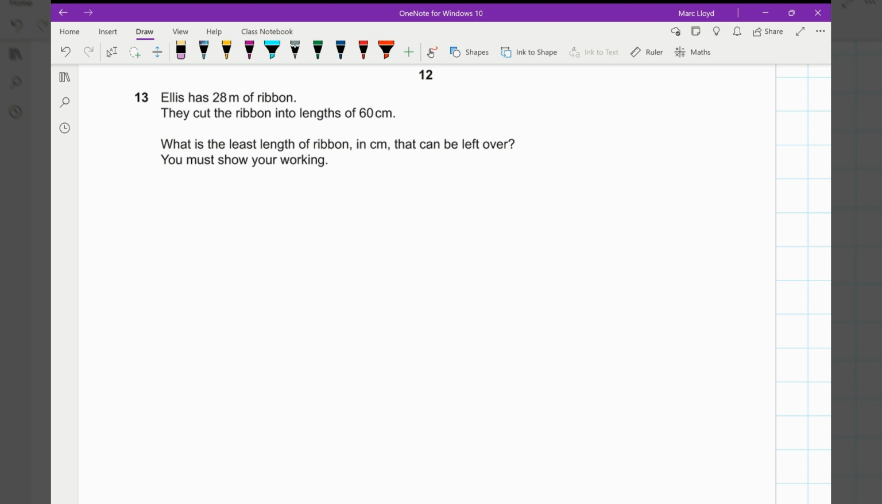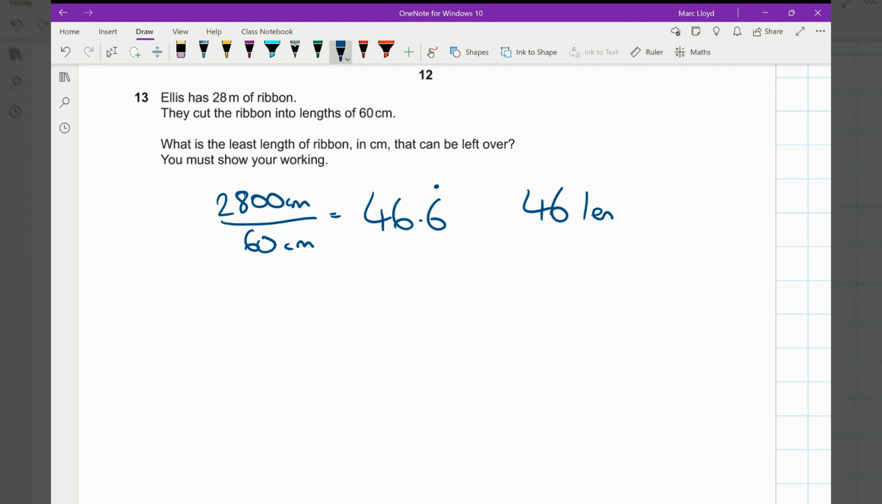Question number 13. So Ellis has 28 meters of ribbon and they cut the ribbon into lengths of 60 centimeters. So 2,800 centimeters divided by 60 centimeters. This will tell us how many of those lengths of ribbon we're going to get when we cut them up. So that gives us 46.6 recurring, which means we can't make 47. So we've made 46 lengths.